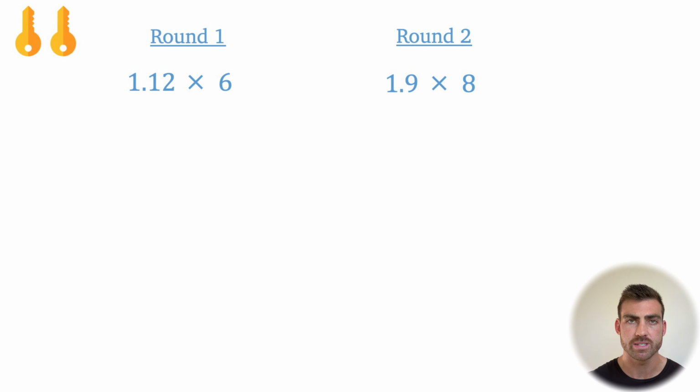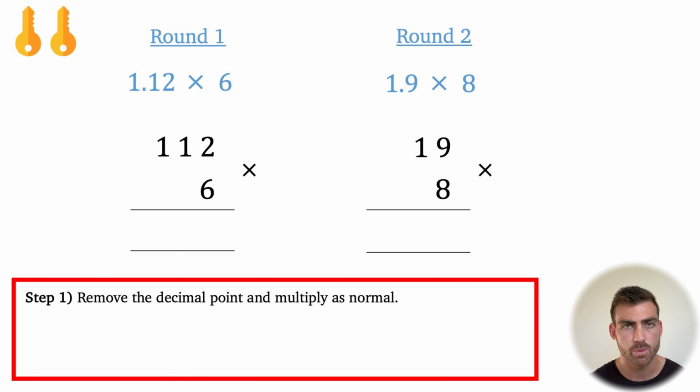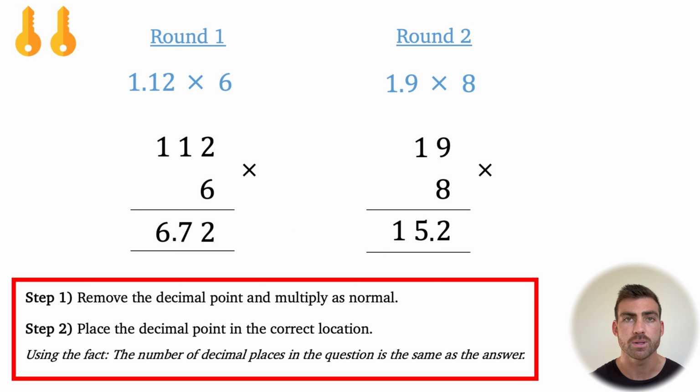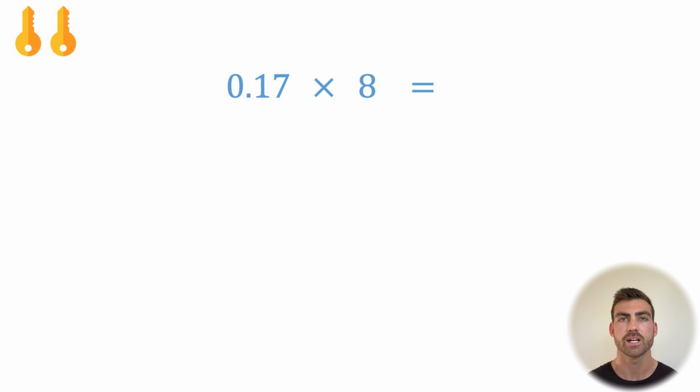In the game show examples, to get to the final step of placing the decimal point in the correct location, the first step is removing the decimal point from the question and multiplying as normal. If this is done correctly, then the final step is placing the decimal point in the correct location, using the fact that the number of decimal places in the question is the same as the number of decimal places in the answer. Let's see this in action.